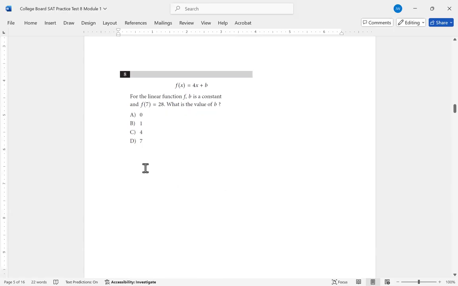Question 8. For the linear function f, b is a constant and f of 7 is equal to 28. What is the value of b? Since we know that f of 7 is equal to 28, and we know f of x is equal to 4x plus b, we can plug in 7 into that function, 4 times 7 plus b.